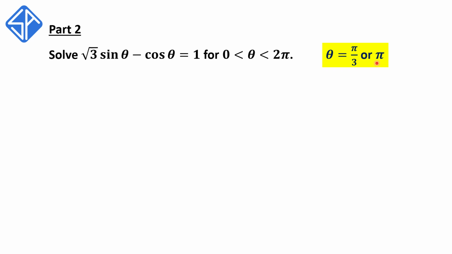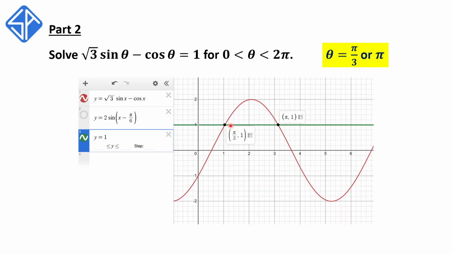And what that essentially corresponds to is the points of intersection between the horizontal line y is equal to 1 and the graph y is equal to root 3 sine theta minus cos theta. So you can see here that they intersect when theta is equal to pi on 3 and when theta is equal to pi.